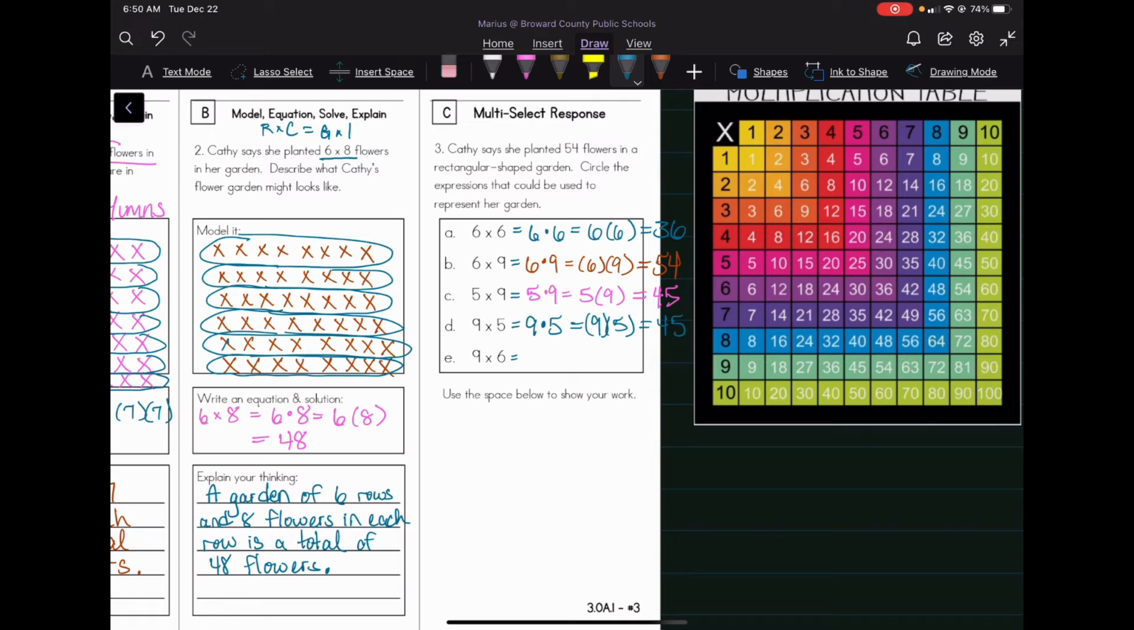And now we take a look at 9 times 6. And once again, the cool thing here is that 9 times 6 is the same as 6 times 9, which is 54. Okay. Now, going back to our initial question, it says, circle the expressions that could be used to represent the garden where Kathy says she planted 54 flowers. The 54 flowers is the answer we're looking for. Answer B and answer choice E were the 2 correct answers, okay?